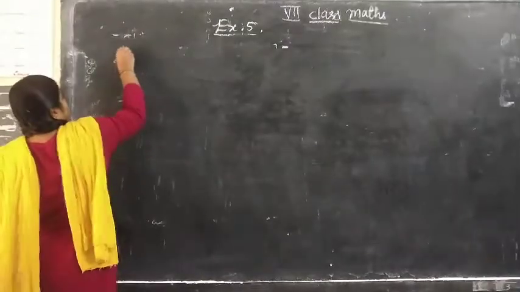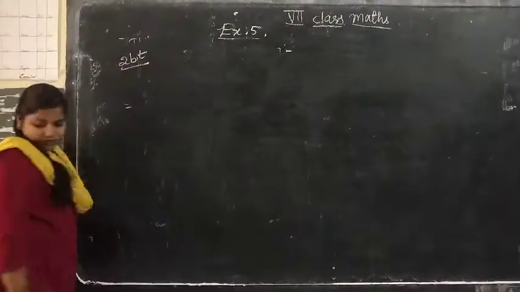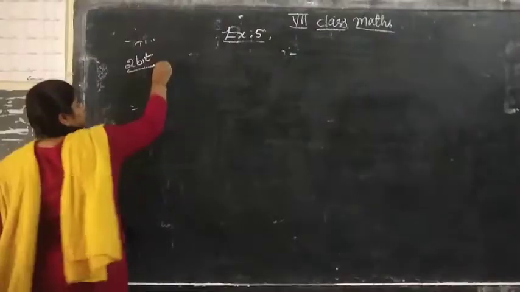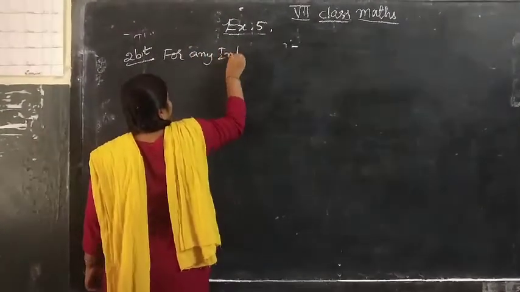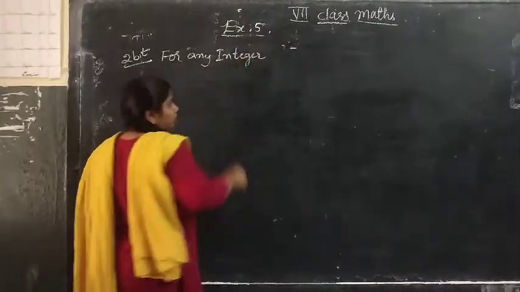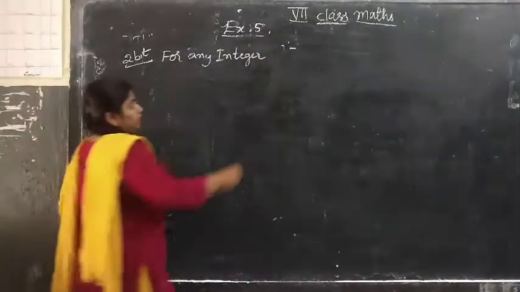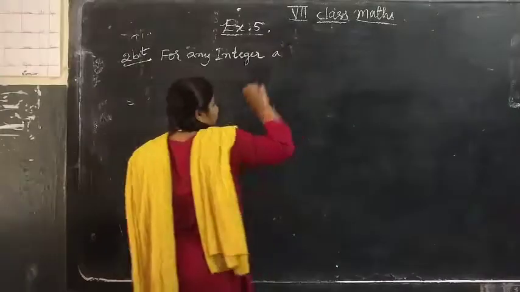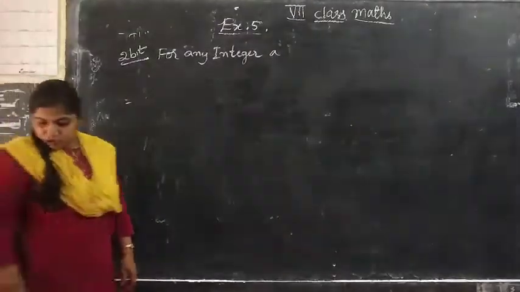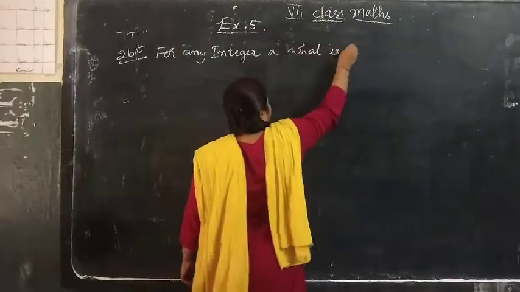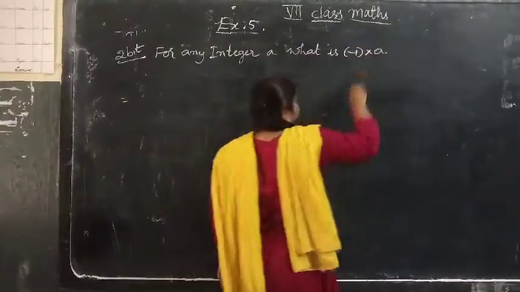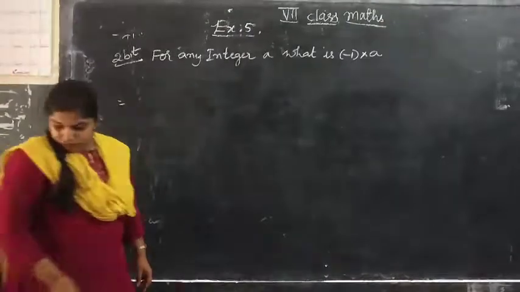So second bit. What is the question here? For any integer a, you can take any integer in place of a. What is minus 1 into a equal to?